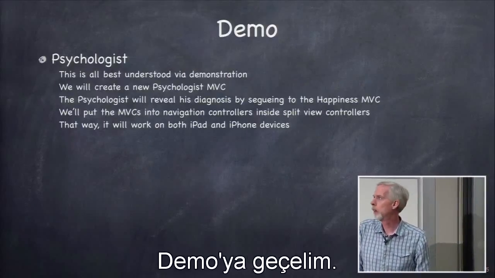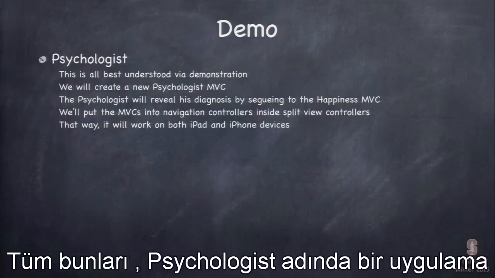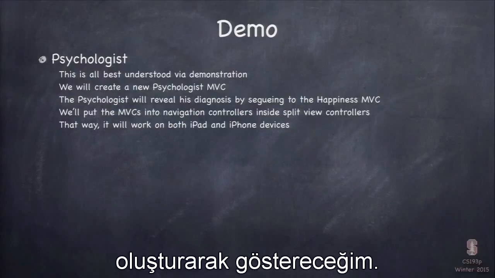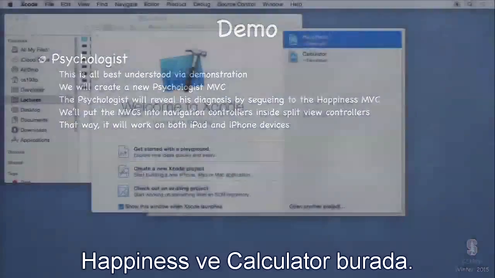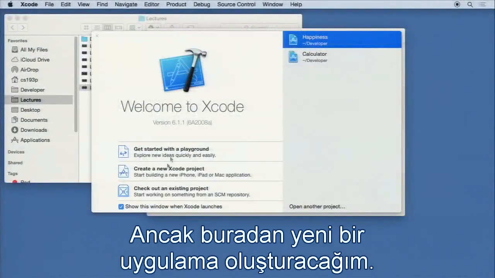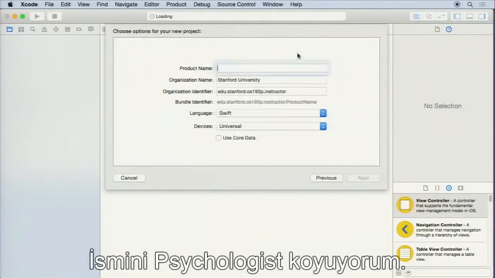Okay, so demo time here. We're going to demonstrate all of this. And I'm going to do this demonstration by creating a completely new application called Psychologist. So let's go over here. I'm going to Xcode. And here's Happiness and Calculator. But I'm going to create a new project here. I'm going to call it Psychologist.